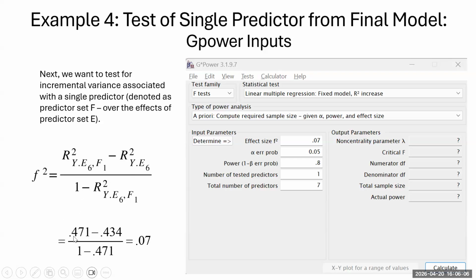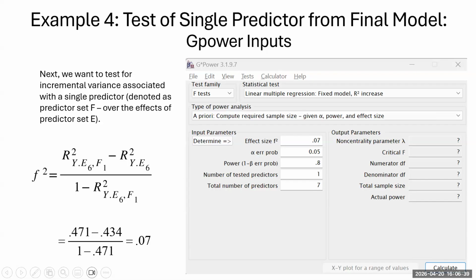And so the estimates that we're working with in this case are 0.471 for the full model, 0.434 for the R squared associated with the first set of 6 predictors, and then the residual variability is going to be 1 minus 0.471. That's going to give us an F squared of 0.07. So we're going to put that in inputs. We're going to make the other changes as relevant. So in this case, we're testing a single predictor, and the total model has 7 predictors in it.